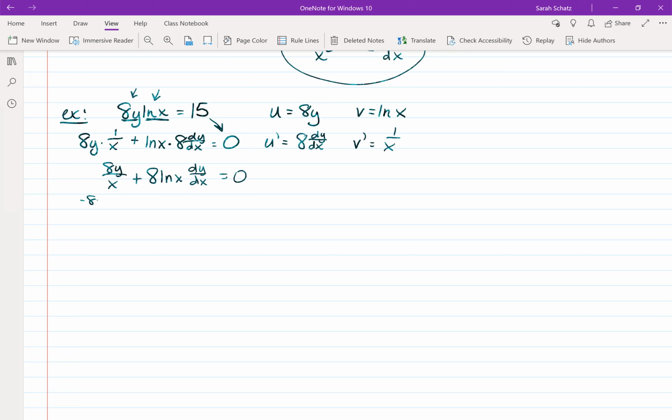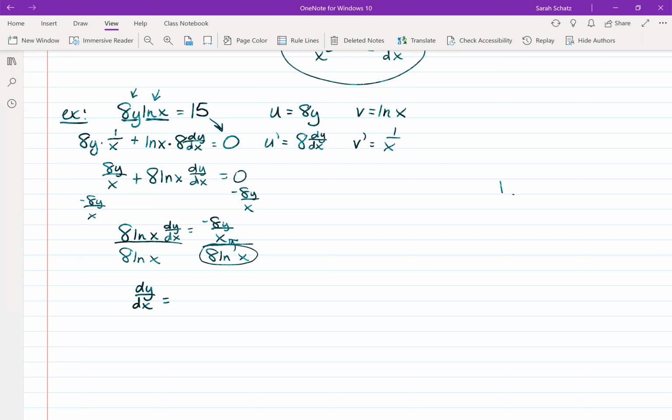Let's subtract 8y over x from both sides. And I'll get 8 times the natural log of x dy dx equals negative 8y over x. Let's now divide both sides by 8 natural log x. And what you're going to get is dy dx by itself here. And you guys, when you have a fraction and then you divide it by another thing, all that's going to happen is this thing's going to end up on the bottom with the x.